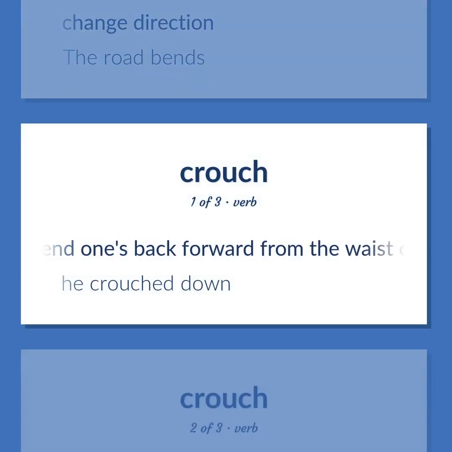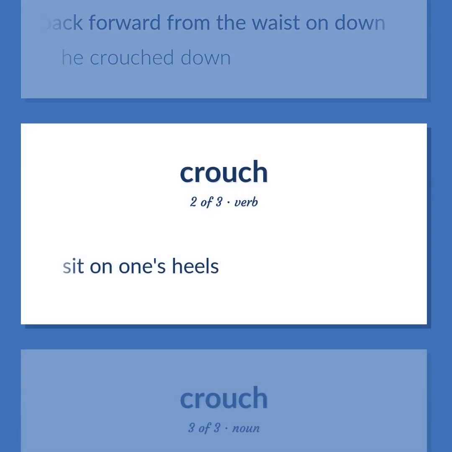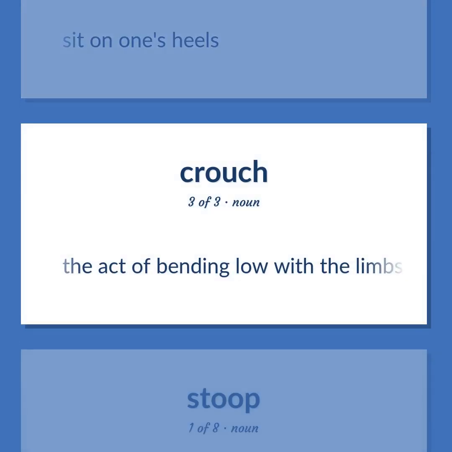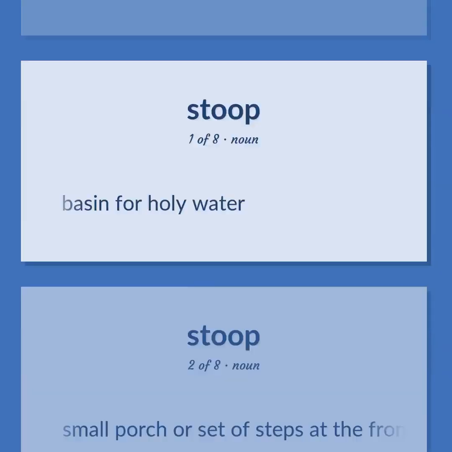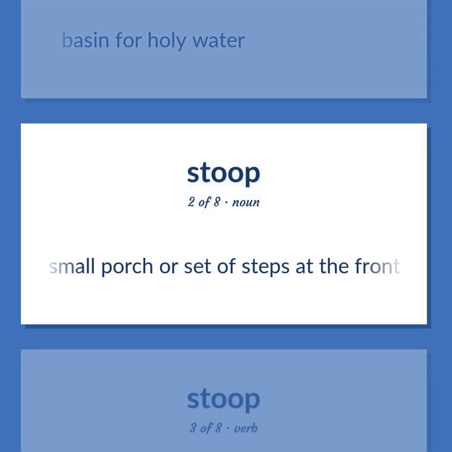Bend one's back forward from the waist on down. He crouched down. Sit on one's heels. The act of bending low with the limbs close to the body. Basin for holy water. Small porch or set of steps at the front entrance of a house.